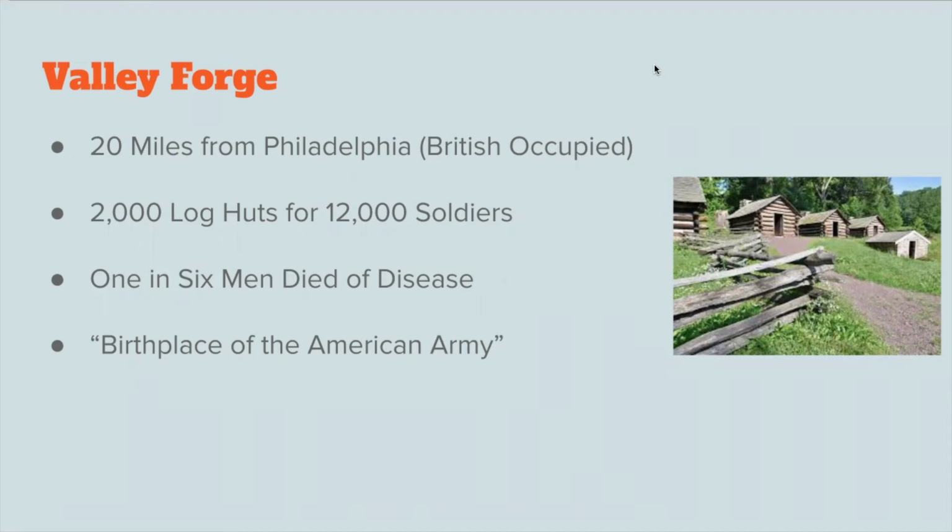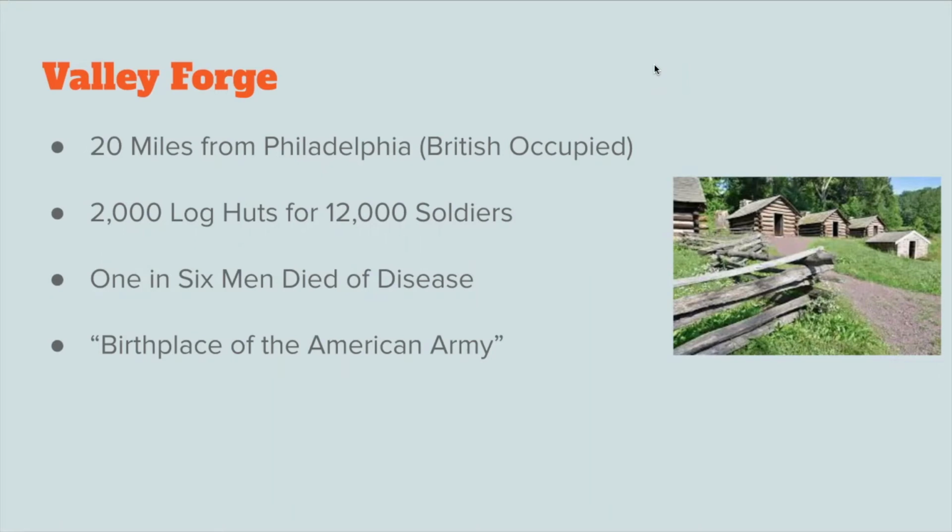The string of humiliating defeats had led some members of the Continental Congress to actually replace George Washington, believing that he was incompetent. The Valley Forge winter site for the army was about a day's march from the British-held Philadelphia.